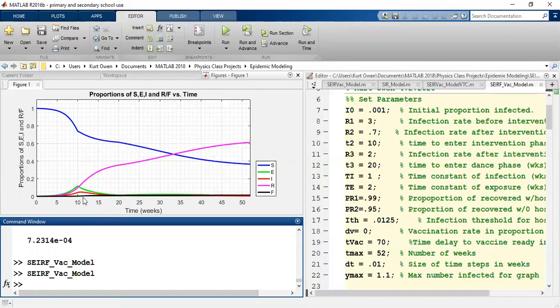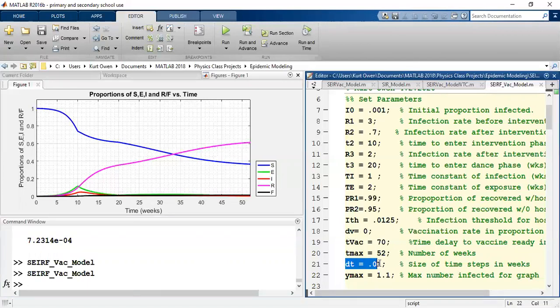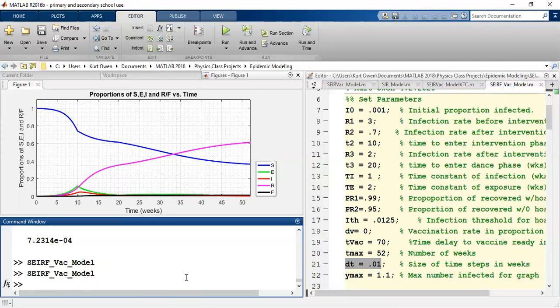So we want to see if our fatalities at week 14 are anywhere near a realistic number. Well, first of all, how do we find week 14? The key is, if you look down at our time step, it's 0.01. That's 1/100th, so that means to plot our data, we took 100 time steps per week. So week 14 would be about 1,400 time steps.